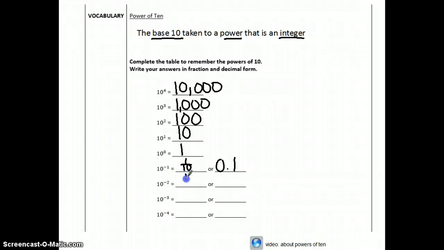10 to the negative 2nd would be 1 over 100, or 0.01. 10 to the negative 3rd would be 1 over 1,000, or 0.001. 10 to the negative 4th would be 1 over 10,000.